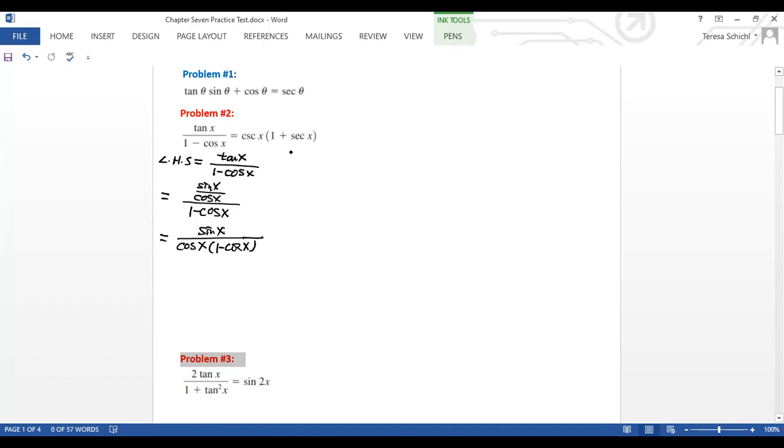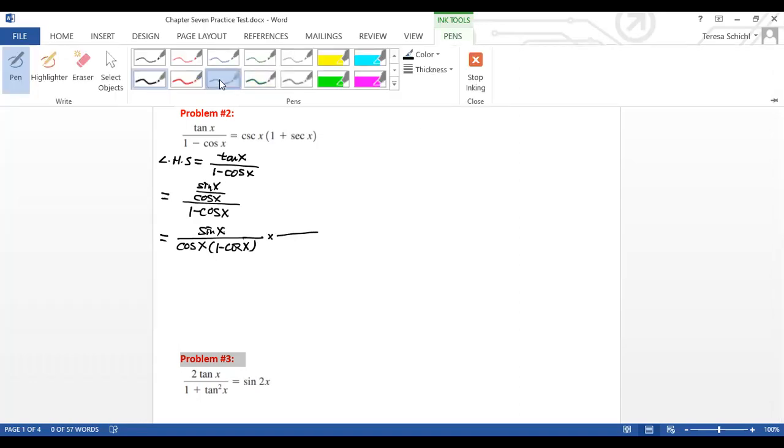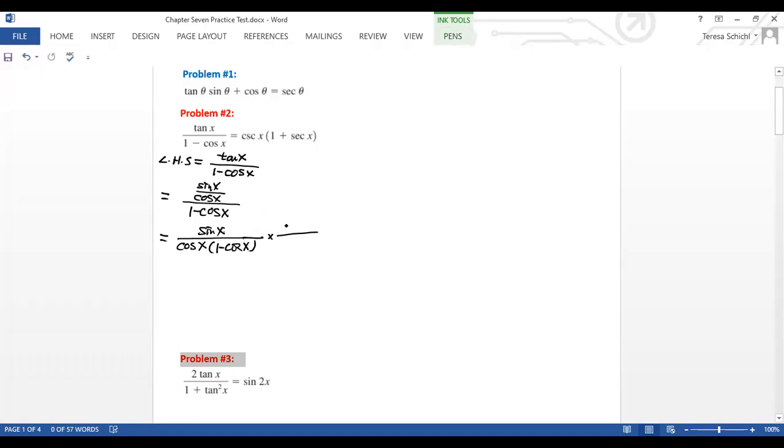Now I look at my final answer, the goal I'm trying to achieve, 1 plus secant x. I know the secant is the reciprocal of cosine, but here I have 1 minus, I don't have the 1 plus. So the trick here is I'm going to multiply. This is what I want to show you. I want to multiply by 1 minus cosine x over 1 minus cosine x, because that equals 1, so I really did not change the equation.